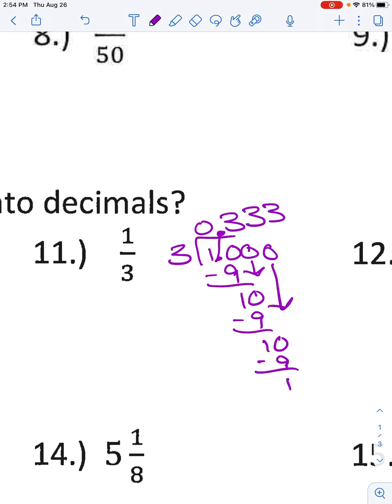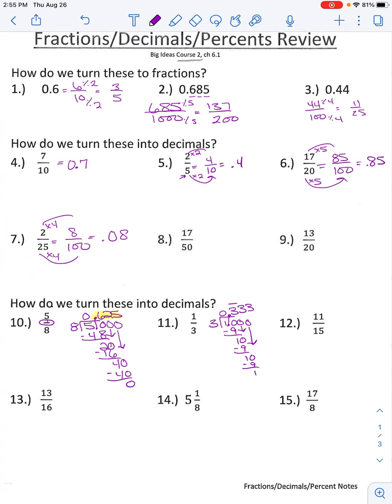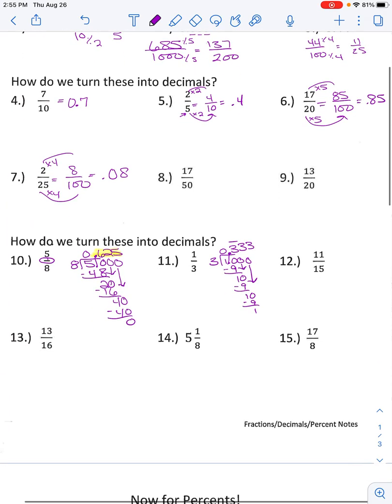It's going to be a repeating decimal. And you guys hopefully know by now that 1/3 is a repeating decimal. And if you don't, we're going to do it enough where you'll start to memorize that it's 0.3 repeating. You need that bar over the 3 to show that it's repeating. Okay, and you're going to do the same for 12, 11 divided by 15. The same for 13, 13 divided by 16 to get your decimal.